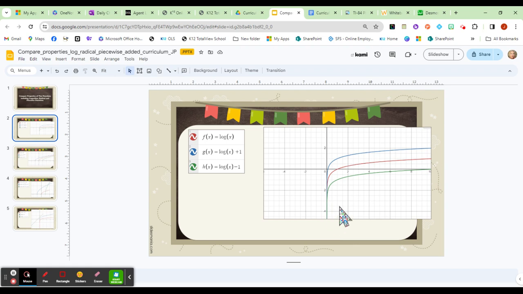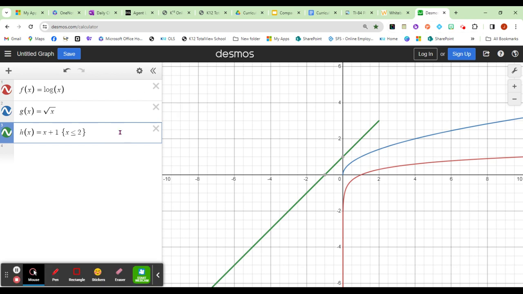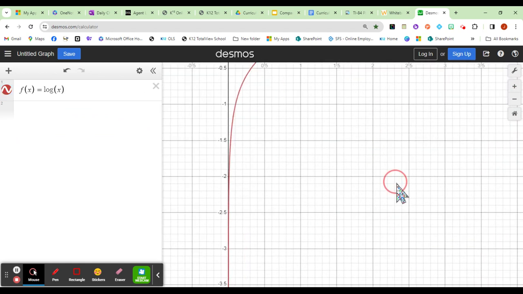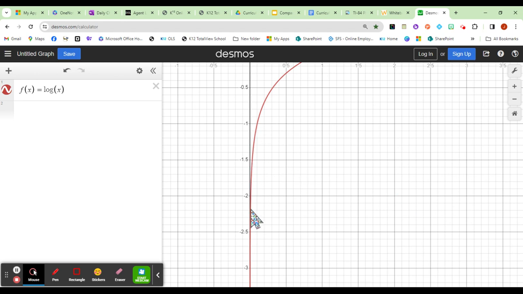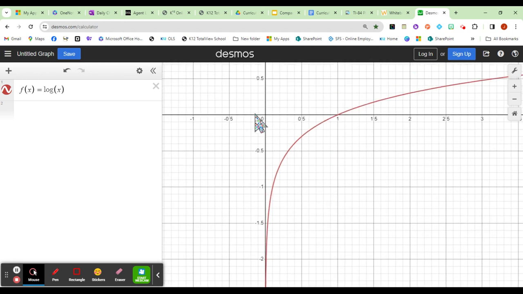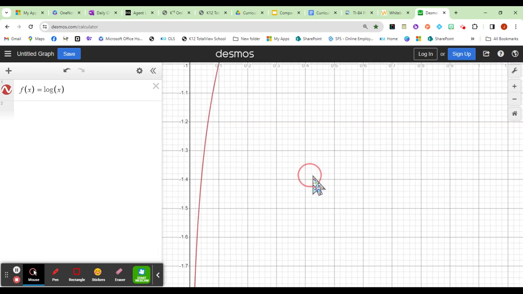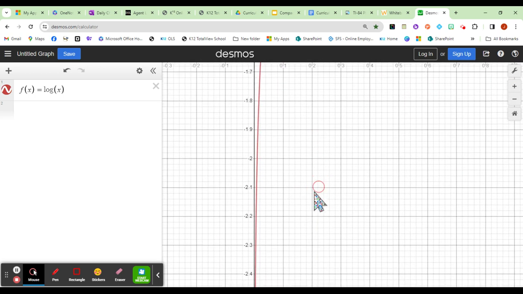If we were in Desmos, let's go ahead and look at one of these. We'll just look at the log graph. In Desmos, this is a really good time to zoom in. We can see that it looks like this graph is going to bend. Let me orient you. Here's the origin. It looks like the graph is bending and touching the y-axis, but if we continue to zoom in and pull this over, we get a graph that is just approaching the y-axis but never touching it.